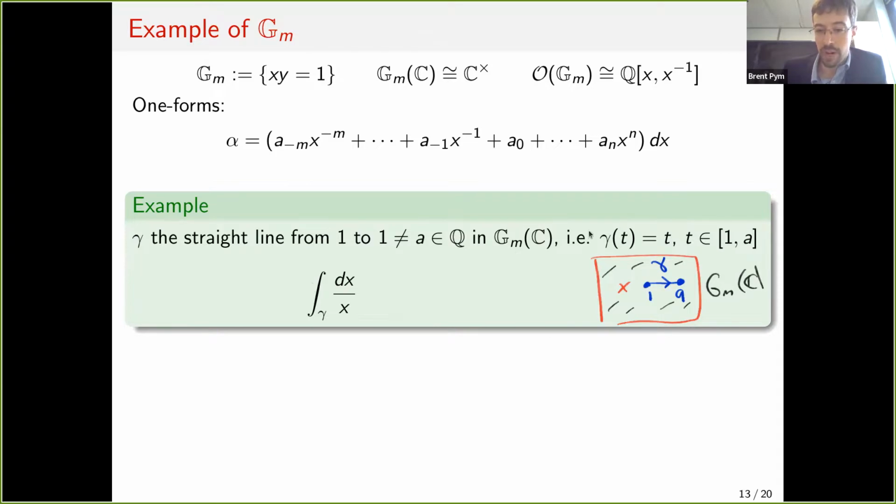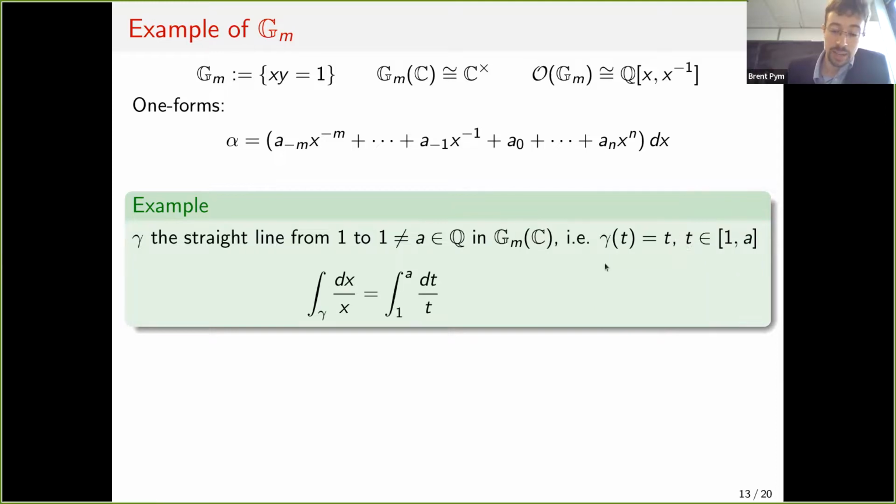So what I do is I parameterize this path as gamma of t is equal to t, where t goes in the interval from 1 to a. And then I end up integrating 1 to a dt over t, which gives me log a, as we saw previously. So of course that is a period.